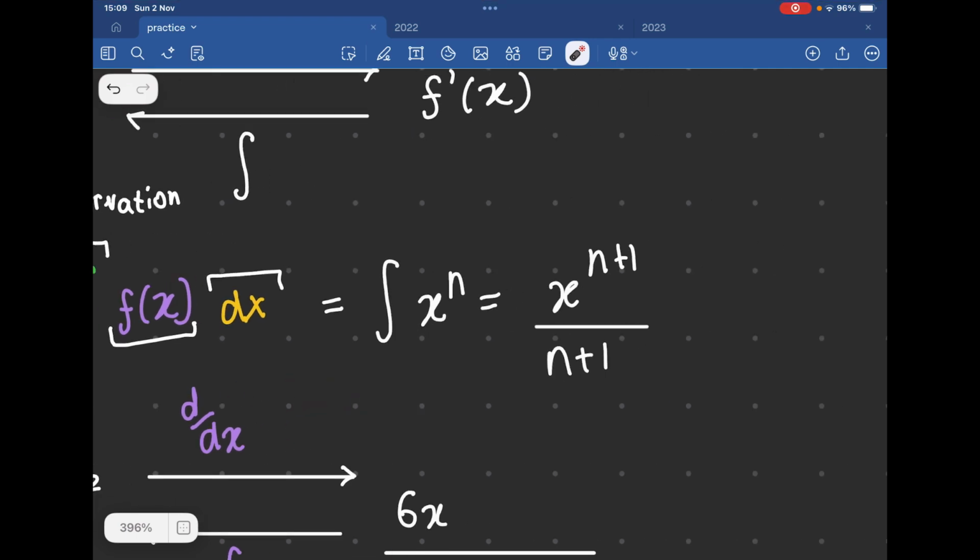And this is the formula. So we have our x variable with a power. What we're going to do, instead of multiplying, we're going to add 1 to n, and we're going to divide it by the new power, which is what we have here.